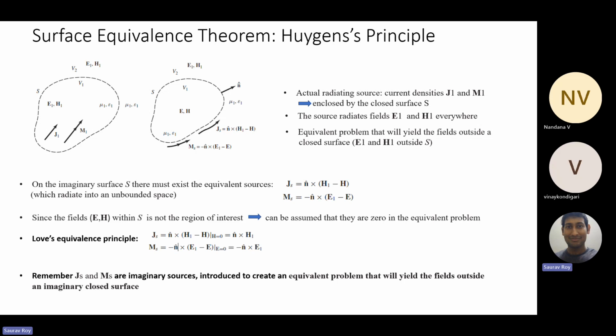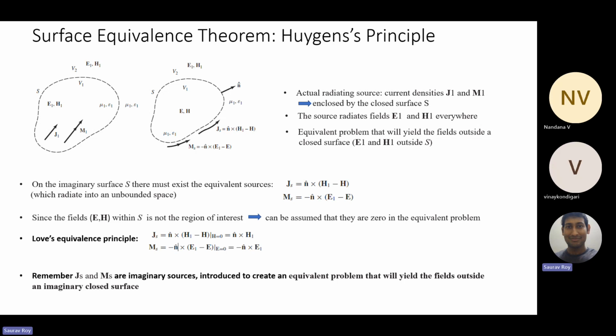See, JS is easier to understand, but MS is actually not a real component. If you can understand, MS is also the same as JS. For the sake of easier calculation, we just introduce it. MS is the magnetic current density, although it does not really exist. But we take the equivalent thing: as the tangential value of magnetic field is J, we take the tangential value of electric field.